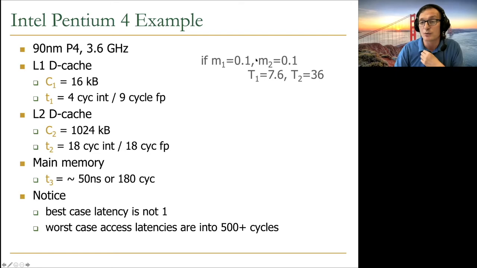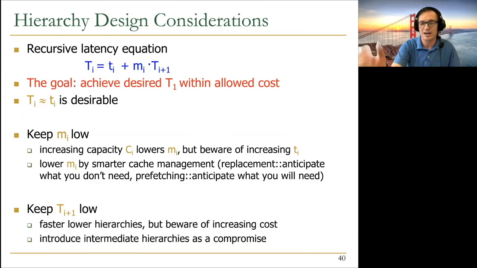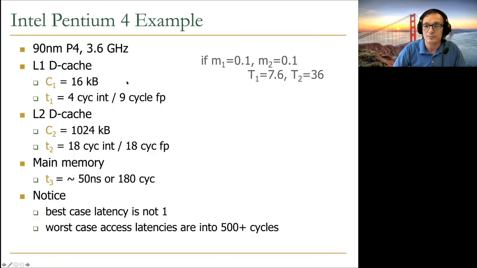If M1 is equal to 0.1 and M2 is equal to 0.1, if you plug these values into the equation that I showed you over here, which I should have copied perhaps, what you get is T1 is equal to 7.6 and T2 is equal to 36. So how do you do this? Basically, you do this by looking at the outermost first. So for the outermost, T2 is equal to the intrinsic access time of the L2 cache, 18, plus the miss rate from L2, 0.1, times 180, which is the perceived access time of main memory, which is equal to the intrinsic access time of main memory because we don't have any other level. So basically, it's 18 plus 0.1 times 180, which is 18 plus 18, 36. So perceived access time of the second level is 36 cycles.